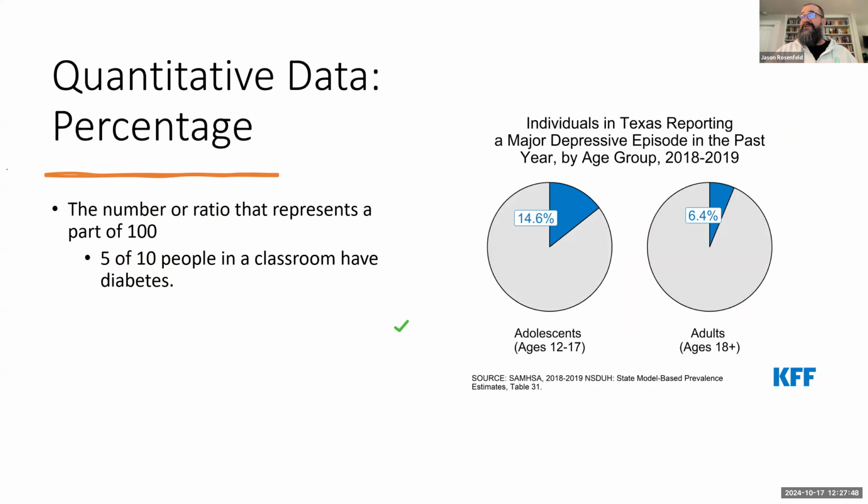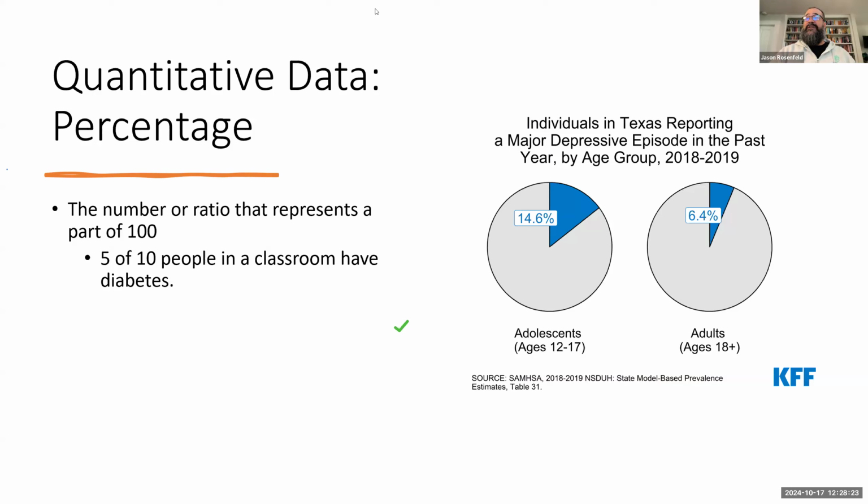And we see it with a whole bunch of data, but a percentage is ultimately a number or ratio that represents a part of 100, right? So if you think about the pie chart on the right side, this is the best way of visualizing a percentage. Let's just say that we have a classroom of 10 people and 5 of those people in the classroom have diabetes. Who can tell me what is the percent of people in that classroom that has diabetes? 50. Perfect. Thank you, Omar, right?